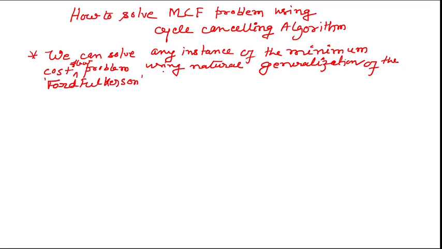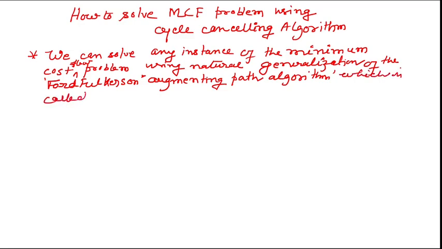Ford-Fulkerson, the augmenting path algorithm to be precise. It is called the cycle cancelling algorithm, and it is somewhat related to Ford-Fulkerson.